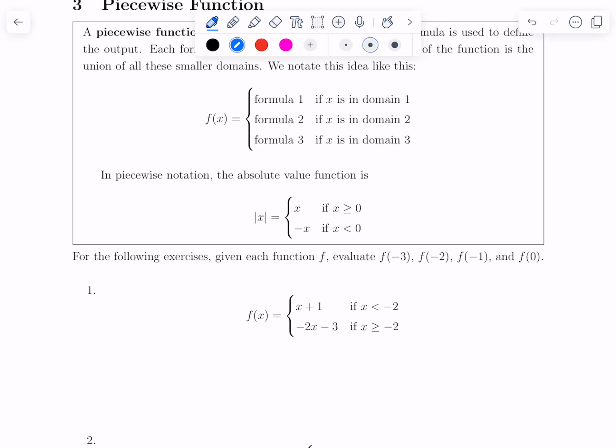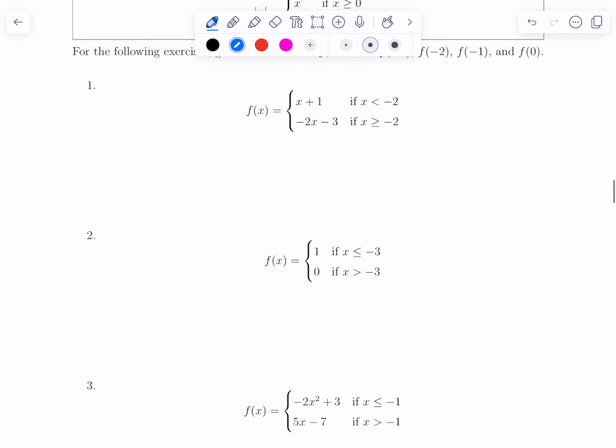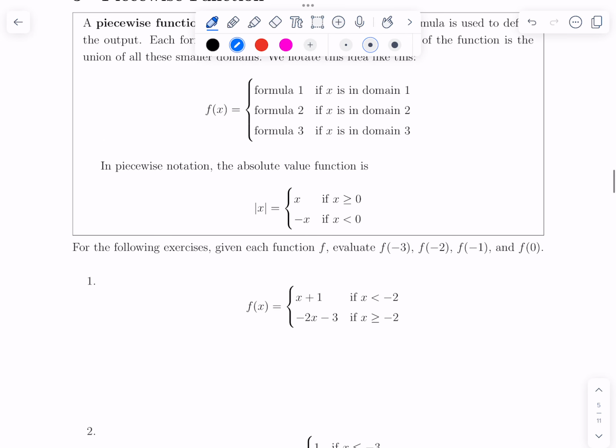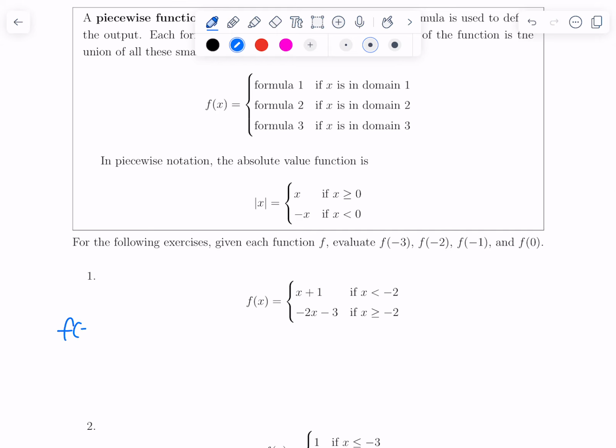And we're going to start off by evaluating the function at x equals negative 3, negative 2, negative 1, and 0 for those three exercises. So let's see, for the first one, this is a piecewise function. For x equals negative 3, we're going to find the domain for the first function. So in this case, when x equals negative 3, we're going to have negative 3 plus 1, which is negative 2. For x equals negative 2, we're going to use the second function over here.